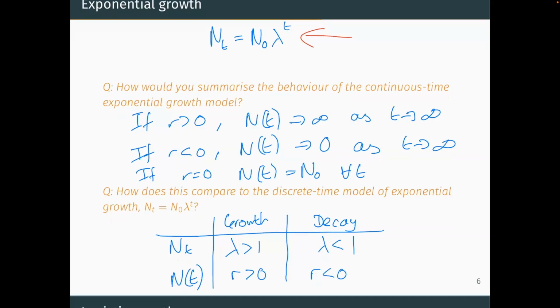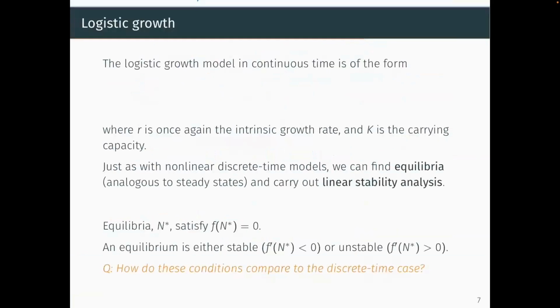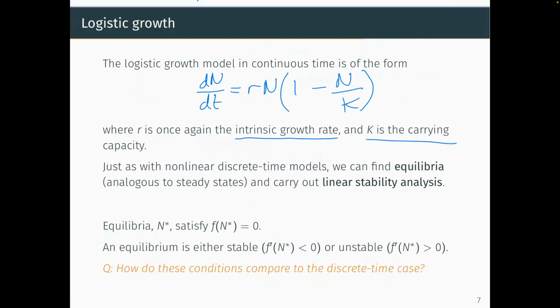Okay, let's think about our logistic growth model now. In continuous time, we write this as dn/dt is equal to rn times 1 minus n over K. Once again, we have r being our intrinsic growth rate, so what happens in the absence of any density-dependent effects. And K is, again, our carrying capacity.